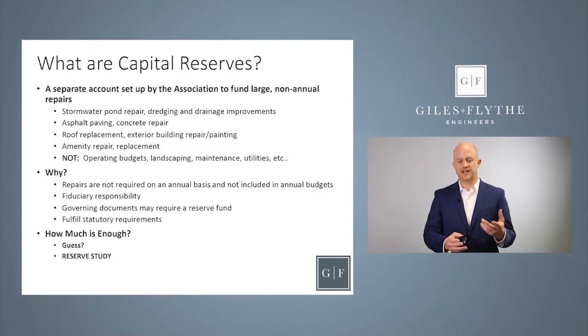An association will have a capital reserve account to routinely set aside funds to prepare for those expenses. Repairs are not required on an annual basis, so there needs to be a kind of a buffer of funds set aside for those major expenses.